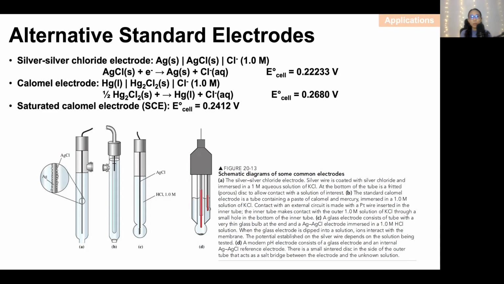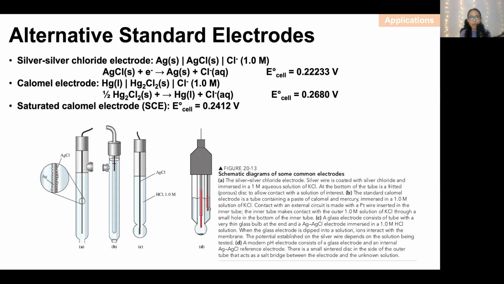So there were other standard electrodes that were constructed. So instead of the standard hydrogen electrode, these standard electrodes are used for more practical setups. But again, your SHE, or the standard hydrogen electrode, is the one assigned with a potential of 0. These alternative standard electrodes, their potentials are not equal to 0.